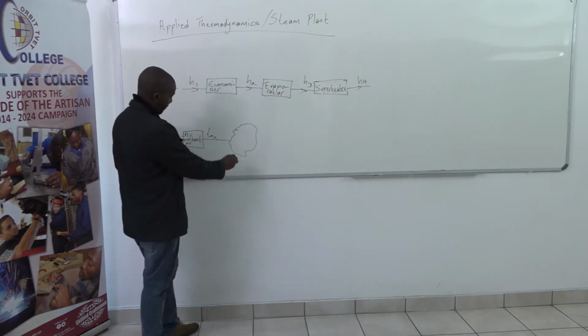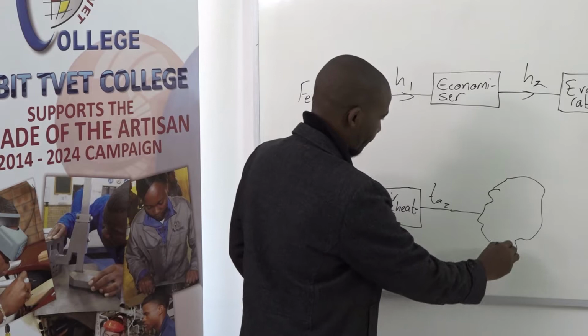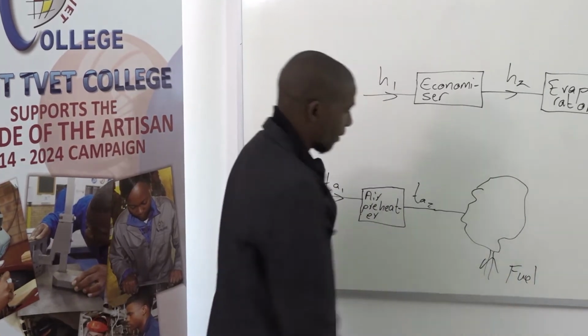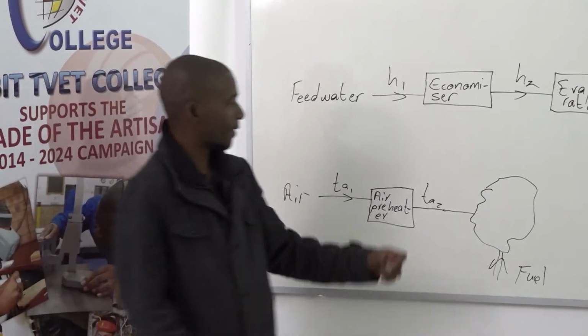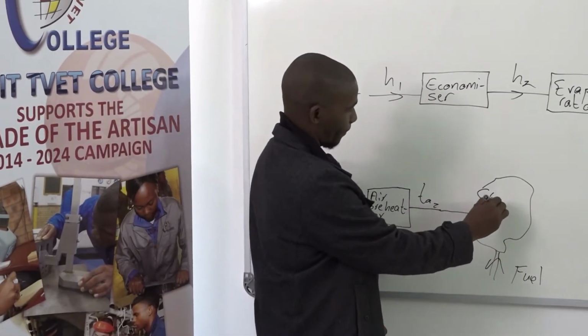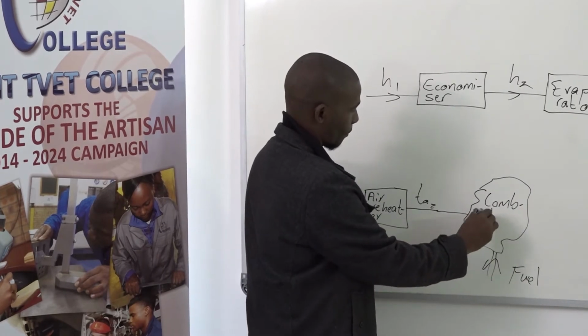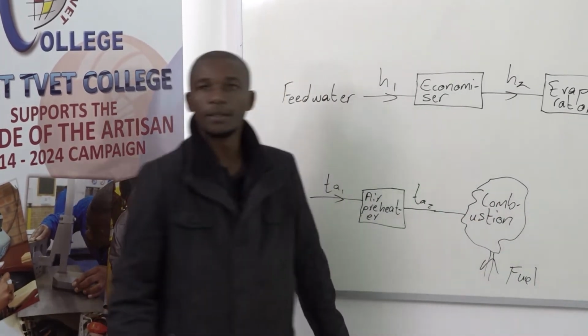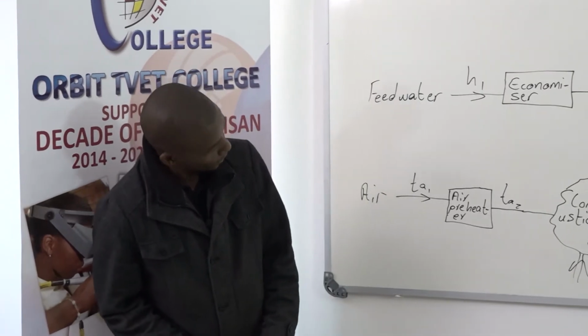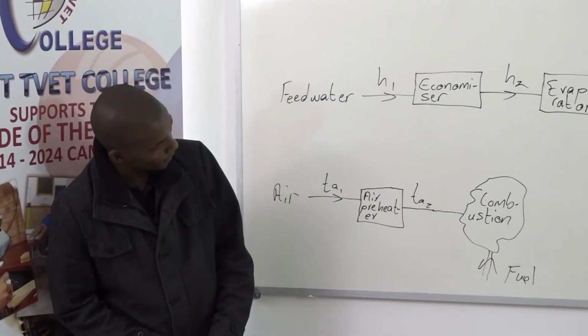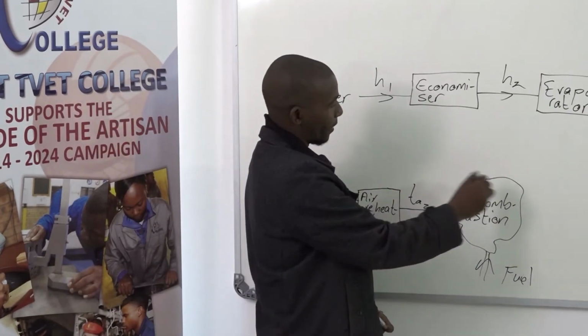We'll be having fuel. Here's our fuel. Fuel combines with the heated air, and then a combustion occurs. The products of combustion are very hot. We'll be having very hot gases called flue gas.